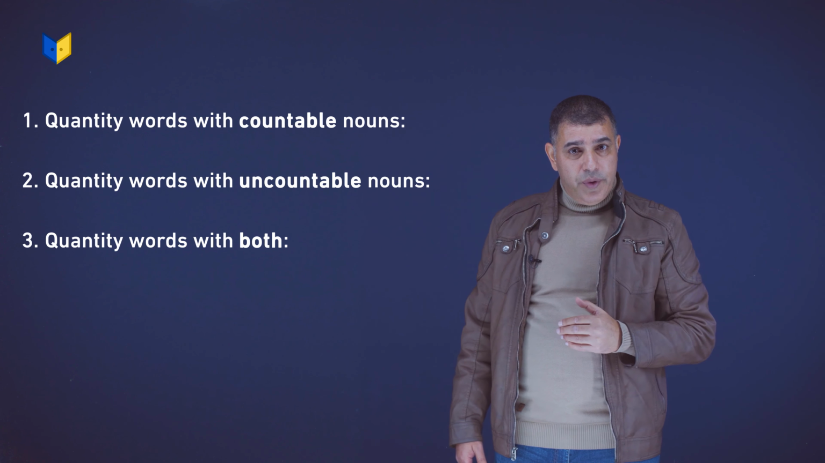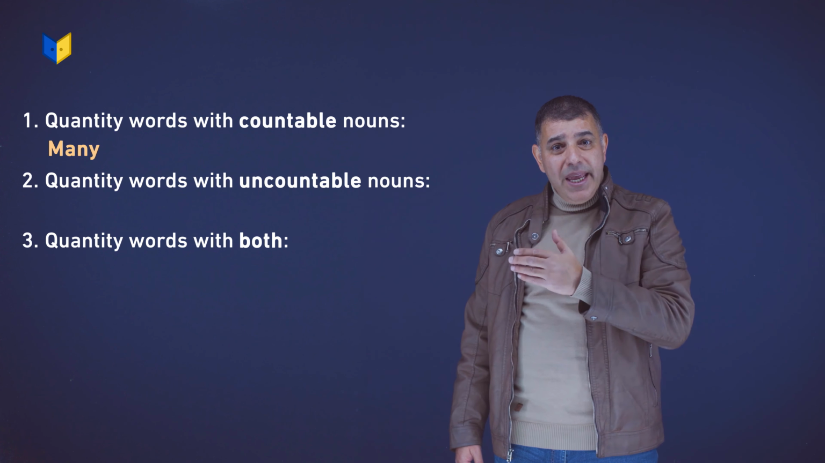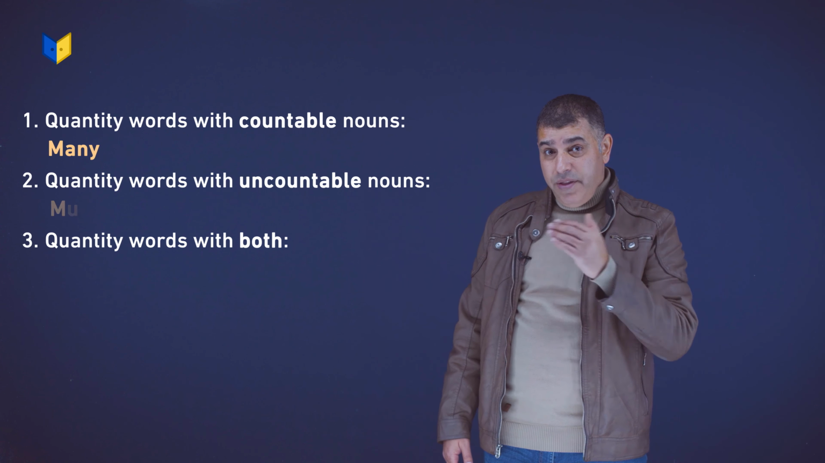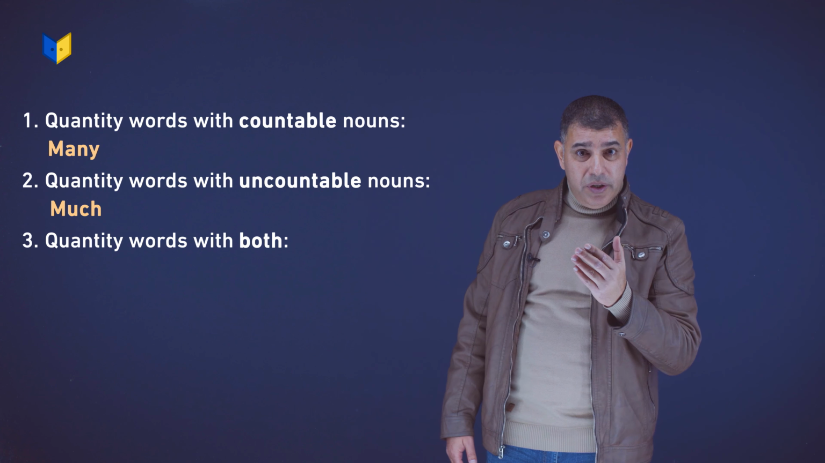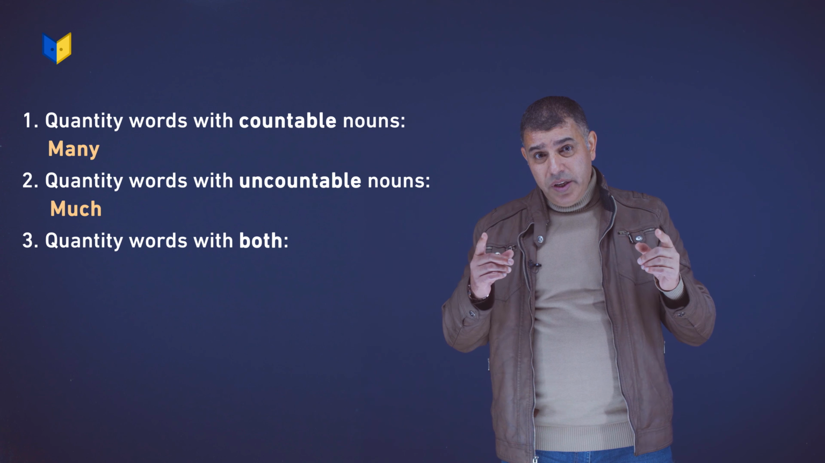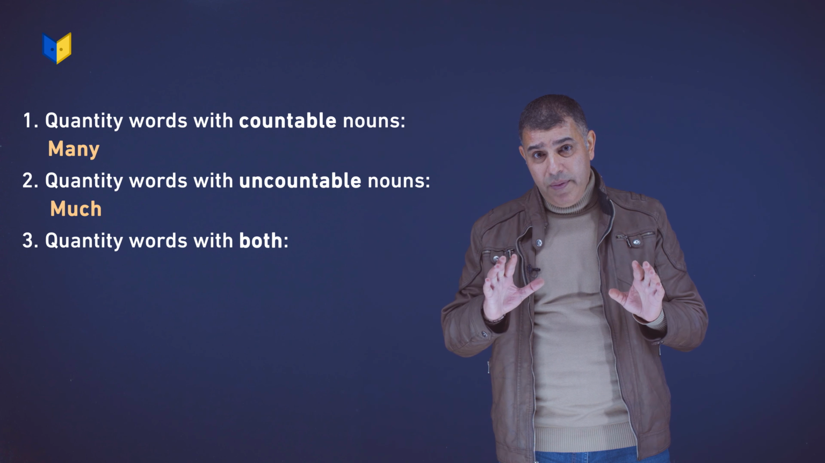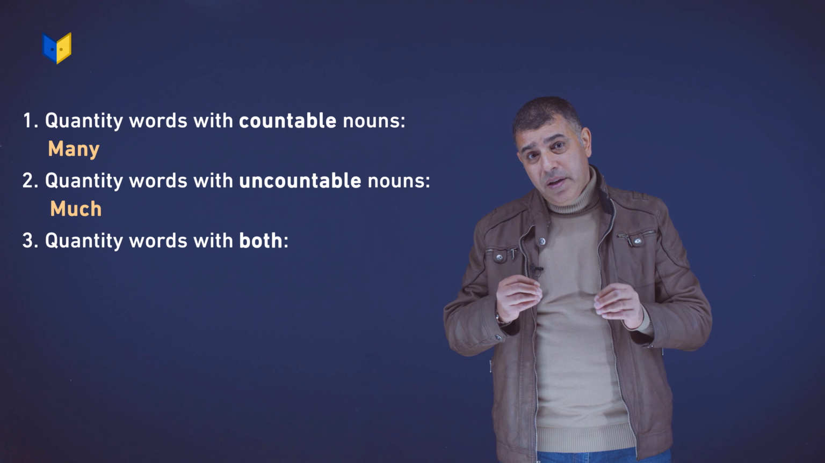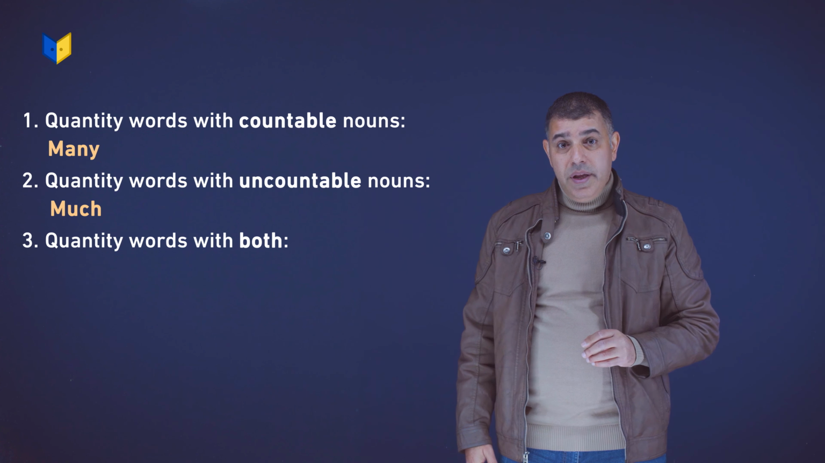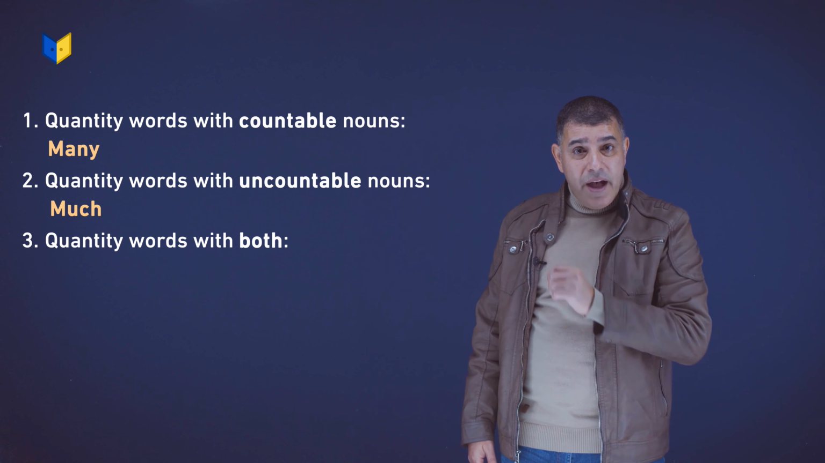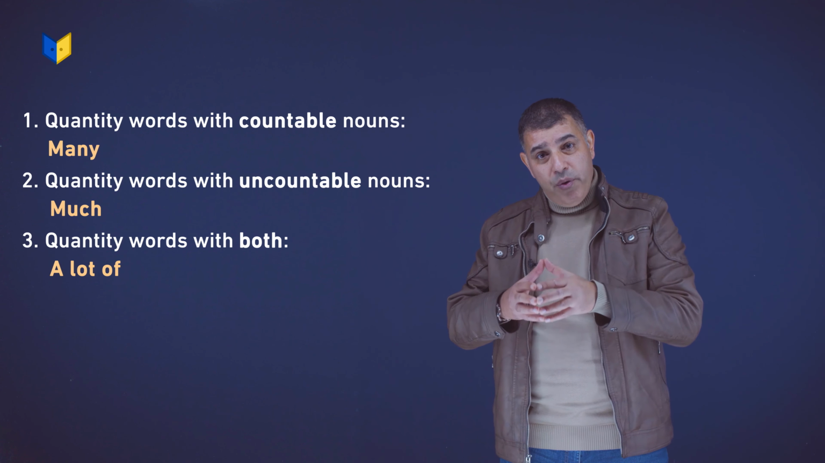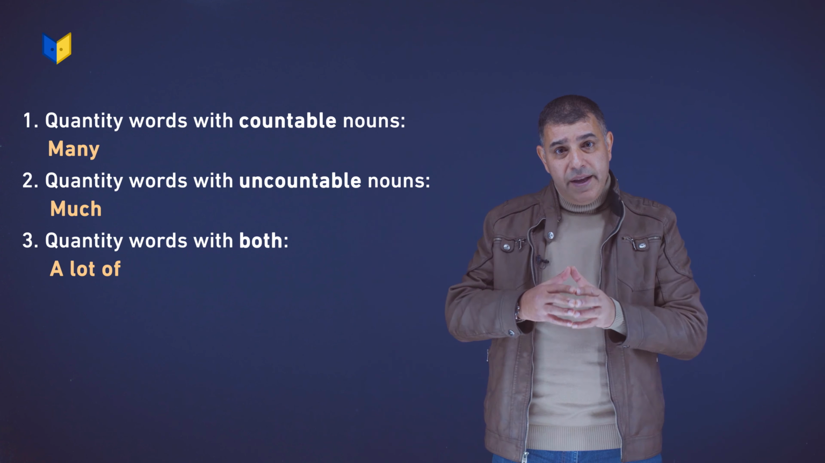Let's take the first one, many. Many is used always with countable nouns. Now, on the other hand, we have much with uncountable nouns. Many and much have the same meaning. نفس المعنى لهم. الكثير. ولكن one with countable and one with uncountable. Now, we have also a lot of. A lot of can be used with both countable nouns and uncountable nouns.